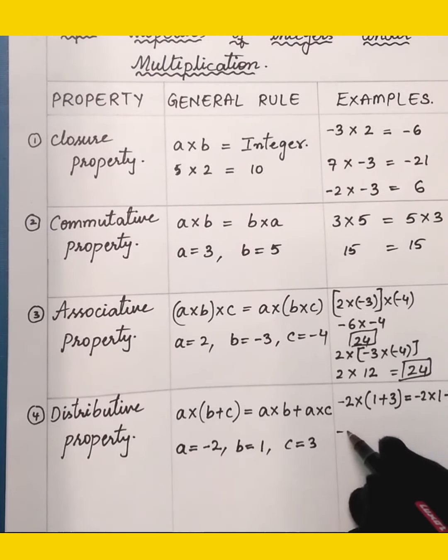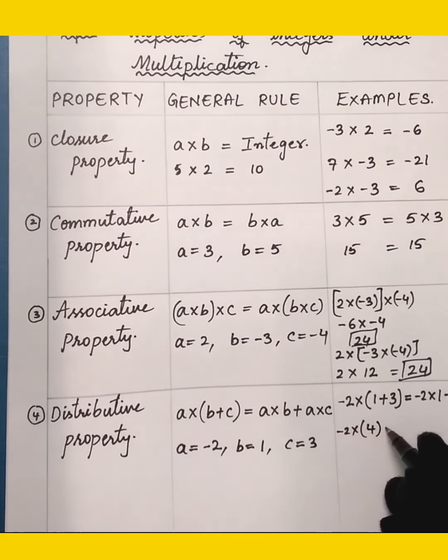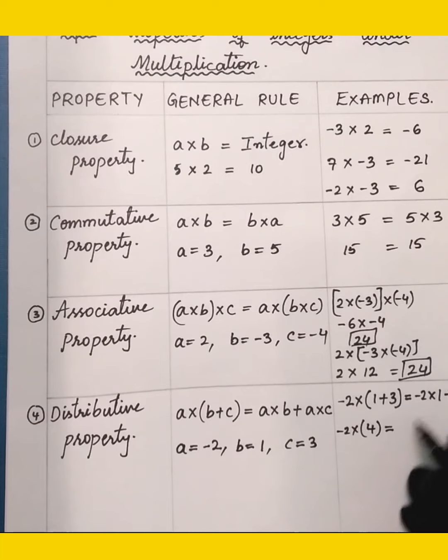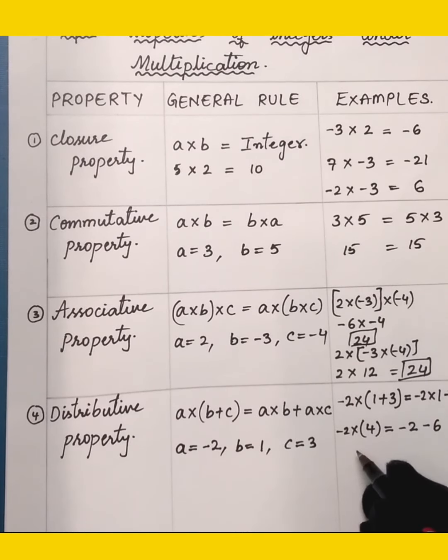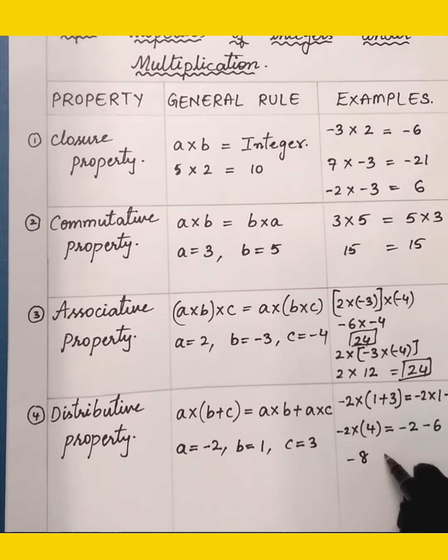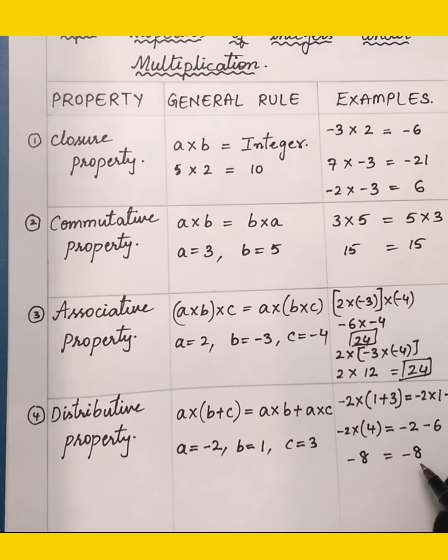So here minus 2 into what will be 1 plus 3? 4, is equal to minus 2 into 1, means minus 2. This plus, minus 2 threes are 6. So here 4 twos are, what happens? Minus 2 into 4 means 4 twos are 8. That will be minus 8. And minus 2 minus 6 will also equal minus 8.